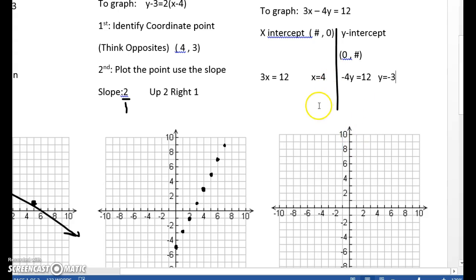So using this to plot our x-intercept of (4, 0) and our y-intercept of (0, -3), we can plot these 2 points. So I go to 4 on the x-axis for my x-intercept. We go to -3 on the y-axis. And those would be the 2 coordinate points that we would need to draw our line through that information.